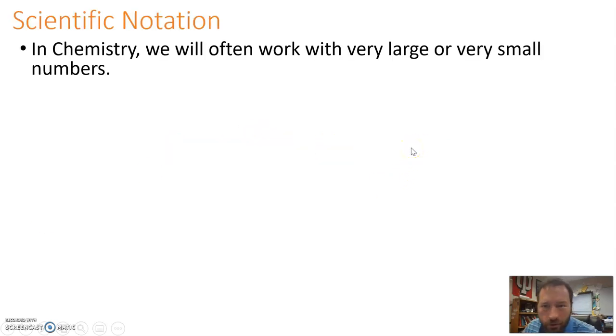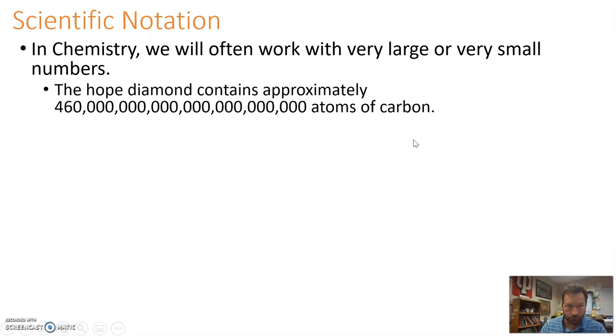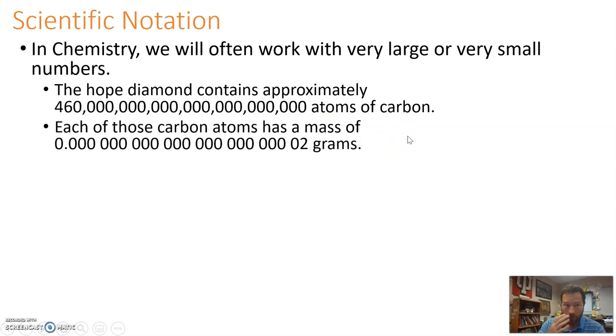In chemistry, we're often going to work with very large or very small numbers. For example, the Hope diamond, one of the largest diamonds in the world, contains approximately 460 lots of zeros atoms of carbon. It's a very large number. Or you can look at very small numbers. Each of these carbon atoms has a mass of lots and lots of zeros, 2 grams. That's a very small number. Notice how far behind the decimal it is.